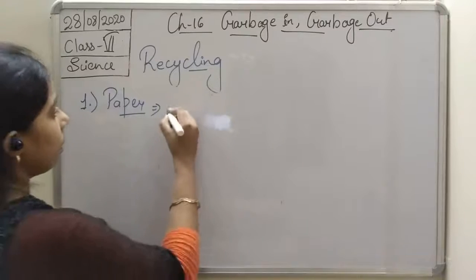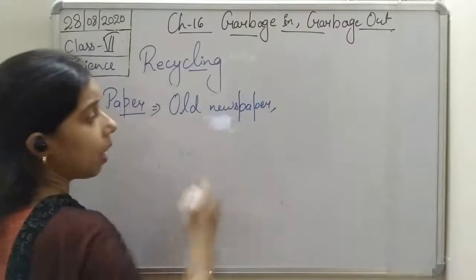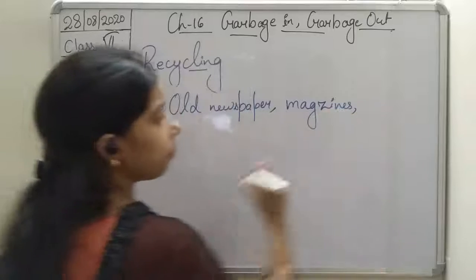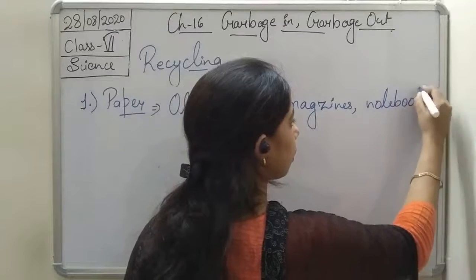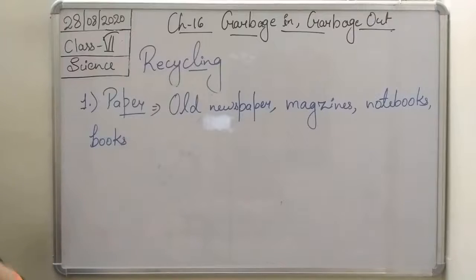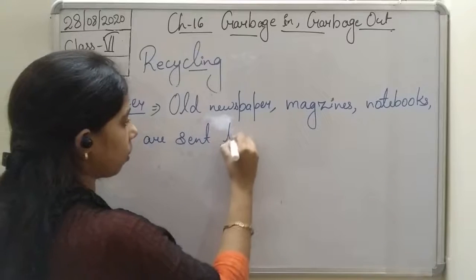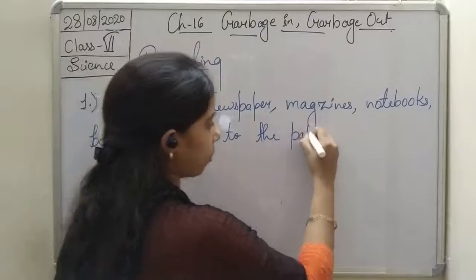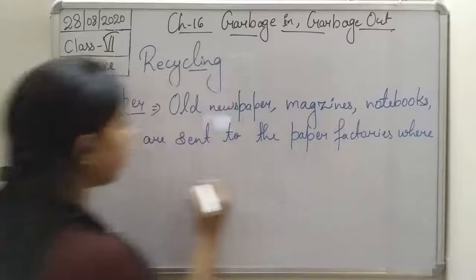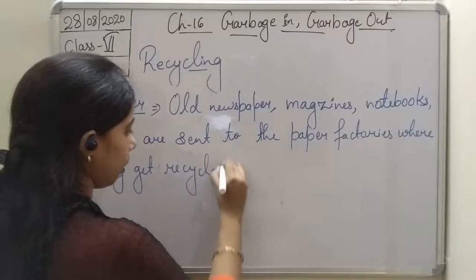So we can write old newspapers, magazines, notebooks, books. Old newspapers, magazines, books, and notebooks are sent to the paper factories where they get recycled into the fresh form.